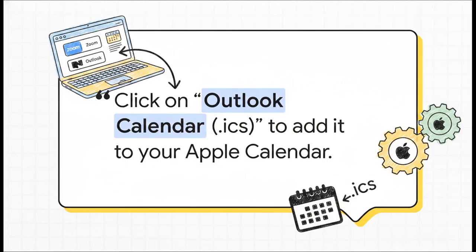You might be sitting on a MacBook wondering why on earth you'd click Outlook. But notice that little .ics in the parentheses? That stands for iCalendar. It is a universal calendar file format used across the entire tech industry.